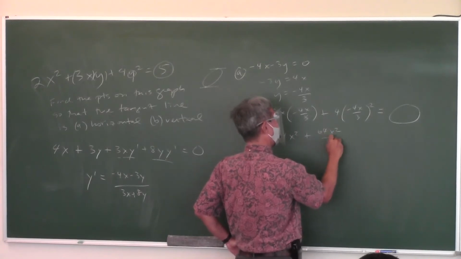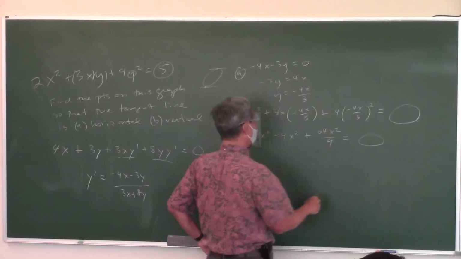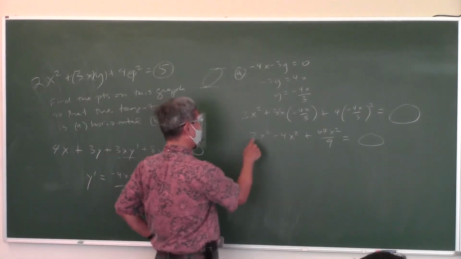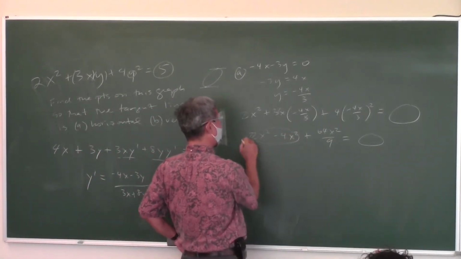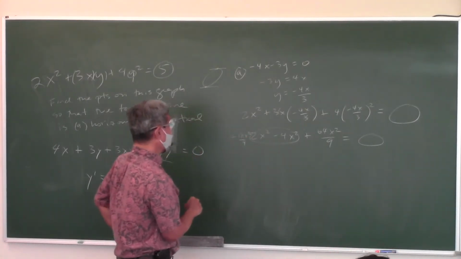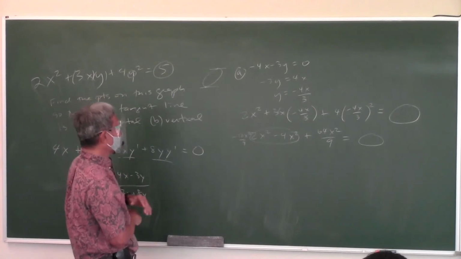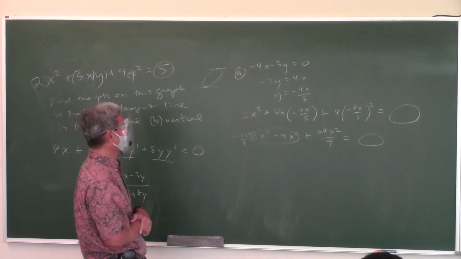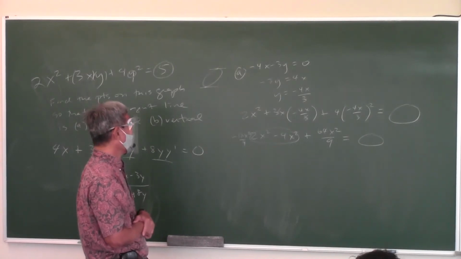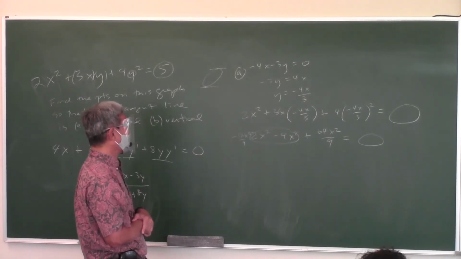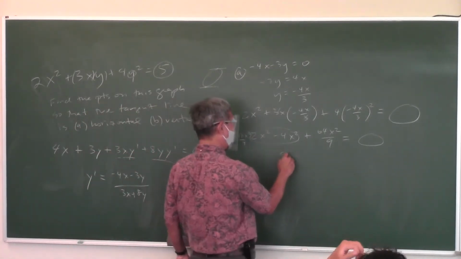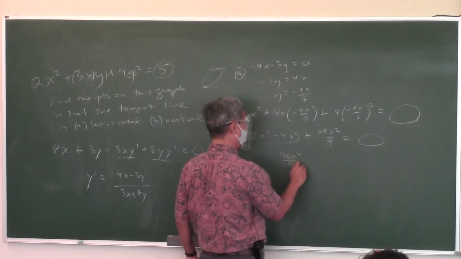64x squared over 9 equals some number, right? Okay, so this is negative 2x squared, so isn't that like negative 18x squared over 9? So what is negative 18x squared over 9 plus 64x squared over 9? Positive 46x squared over 9.